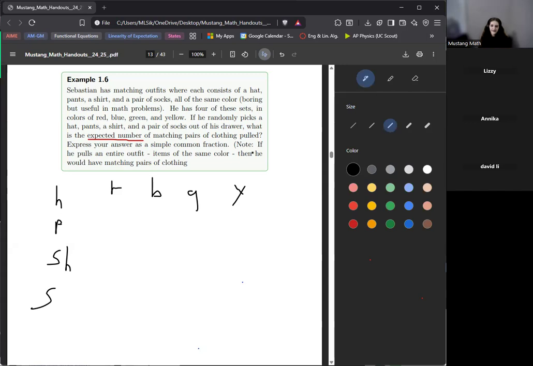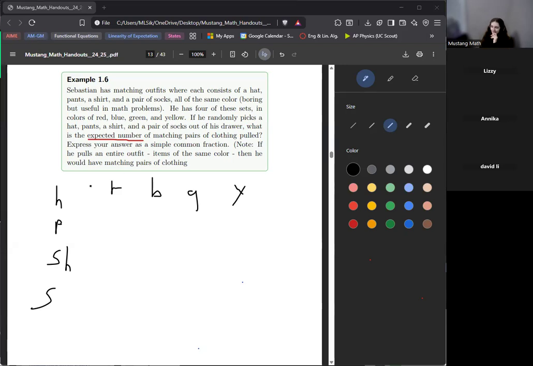So from here, if he pulls out an entire outfit of items of the same color, then you would have matching pairs of clothing. Oh yeah, we're getting a little bit of disagreement over the answer. So let's go over this together. A lot of disagreement. Okay, three different answers. This is interesting.